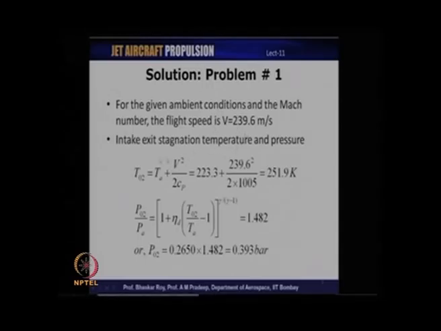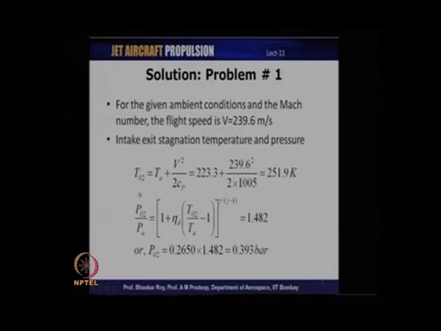Once we know the flight speed or the Mach number, we can calculate the intake exit stagnation conditions, that is stagnation temperature, which is the ambient temperature plus V square by 2 Cp. The ambient temperature is known, the velocity is known, and the Cp for air we will be assuming as 1.005 kilojoules per kilogram Kelvin, and for the exhaust or combustion products we will assume it to be 1.147 kilojoules per kilogram Kelvin. When you substitute these values and simplify, we get the stagnation temperature as 251.9 Kelvin.